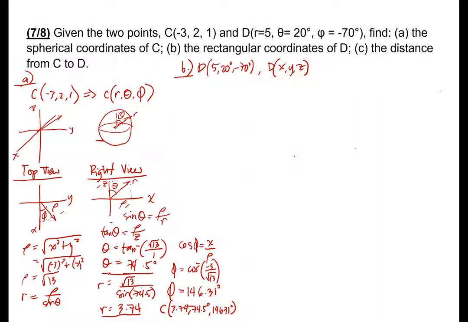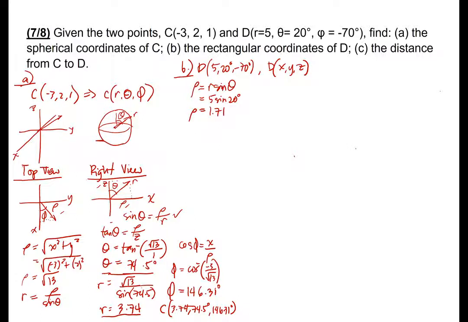That's negative 70. So we can solve for rho, from this formula here, rho is equal to R sine theta. Given R, which is 5, and theta, which is 20 degrees, rho is equal to 5 sine 20 degrees, which is 1.71.